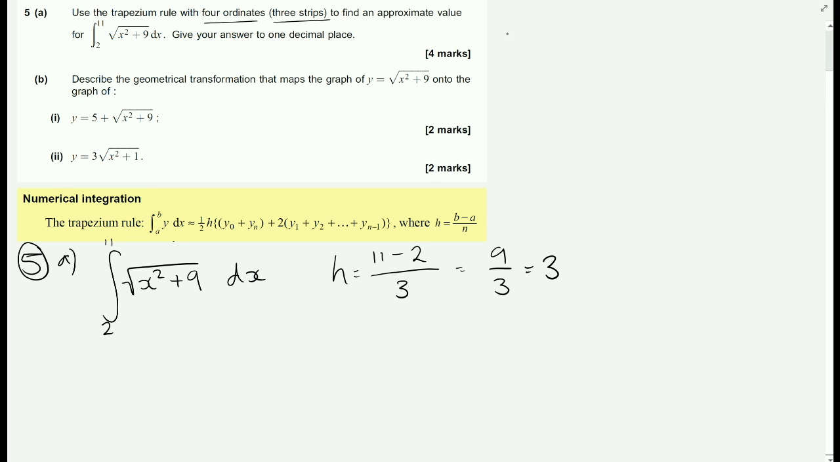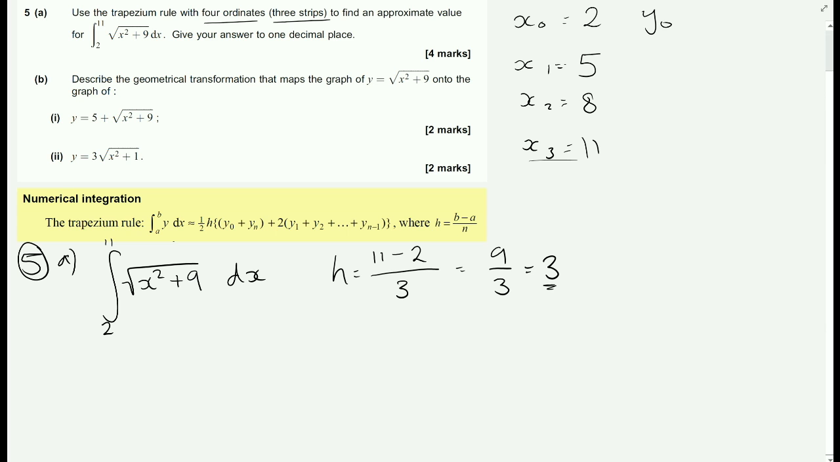I'm going to set up my table up here. I'm going to have my x values, my ordinates, and I'm going to have 4 of them, x0, x1, x2 and x3. My first ordinate is the lower boundary of my region, which is 2. I then use the height 3 to find the next values. 2 plus 3 is 5, 5 plus 3 is 8, 8 plus 3 is 11. If this last number doesn't correlate with the top number in your region, you've done something wrong. At that point you know you need to go back and change something.